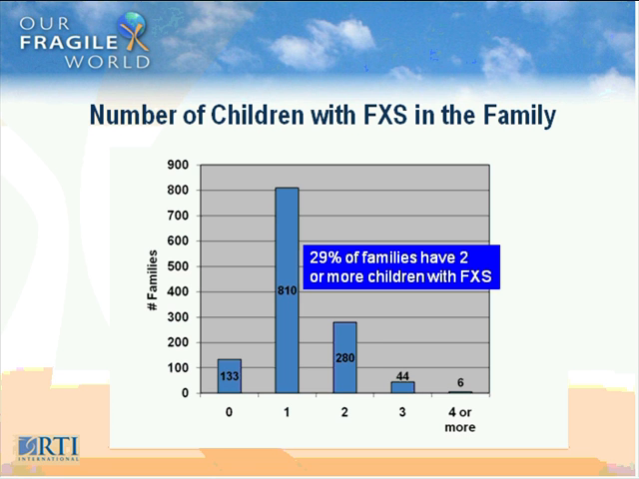Another piece of data that people were wondering is, well, how many families have more than one child with Fragile X syndrome? So we found that in this survey, 29% of those 1,000 families that responded have 2 or more children with Fragile X. So 280 families here had 2 or more children. 44 families had 3 children.